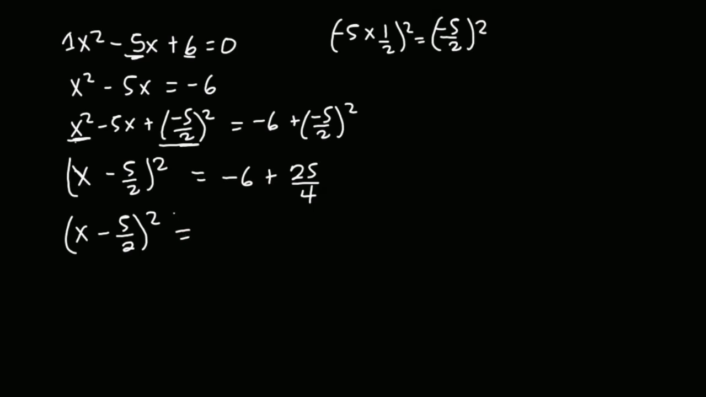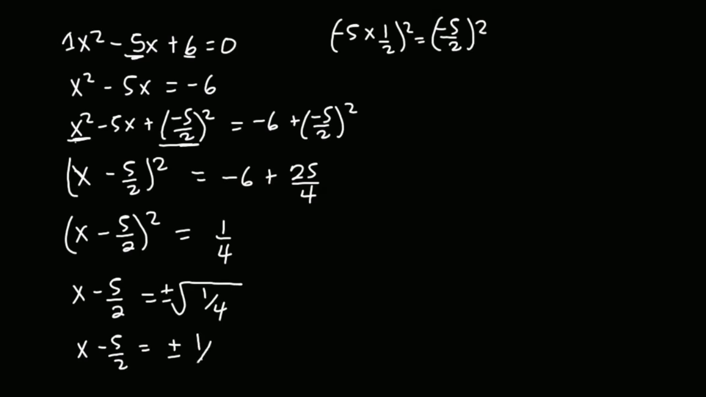Now let's just simplify what we have here. Simplifying what we have here will give us 1/4, that is according to the calculator. So we get 1/4. Now what we are going to do is to make x the subject. So let me find the square root of both sides. So this will give us plus or minus the square root of 1/4. And we know that this will give us x − 5/2 equals plus or minus 1/2.